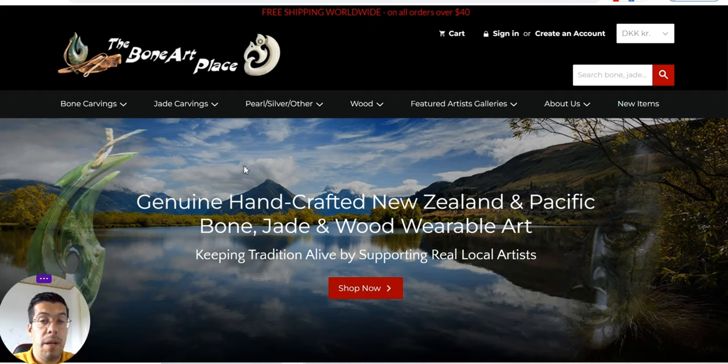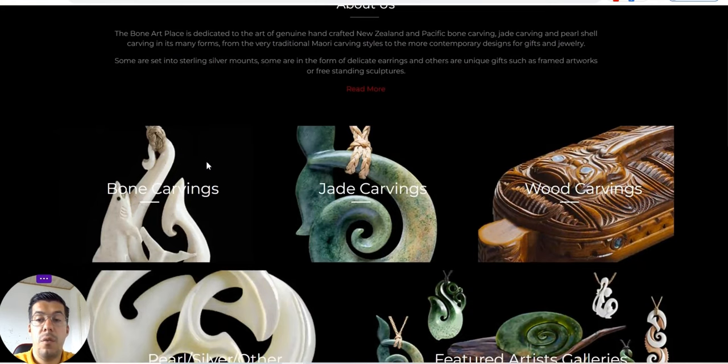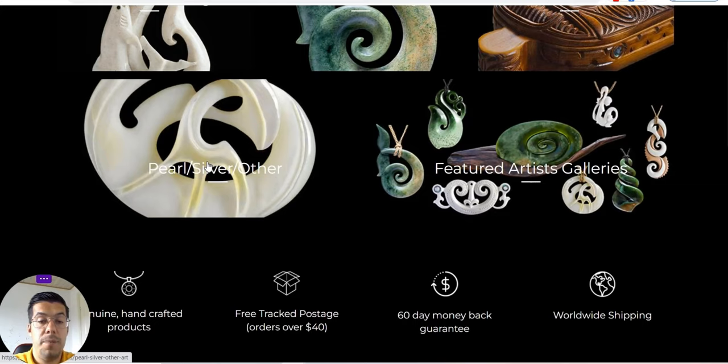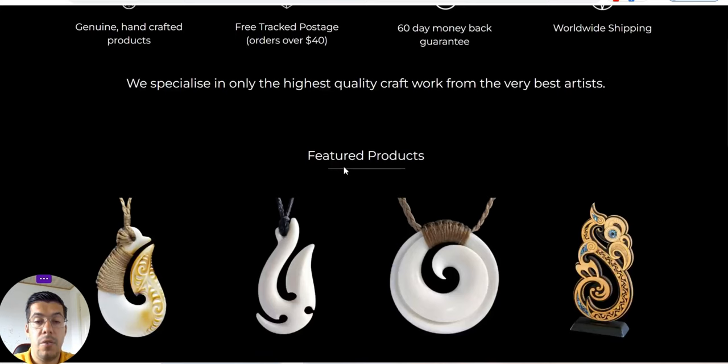The Bon Art place. That's kind of niche. That's more handmade. That's from New Zealand. And it's up to you if you are interested in this kind of product. If you have a jewelry shop, then I think it's easier to integrate this kind of product in your shop. But it's very niche. It's not for everybody.